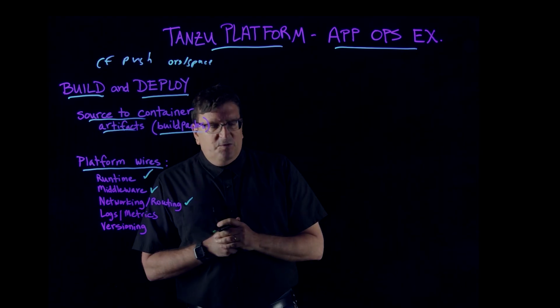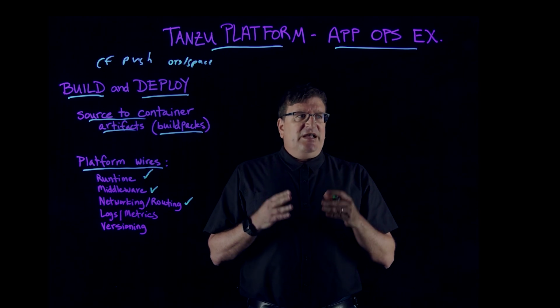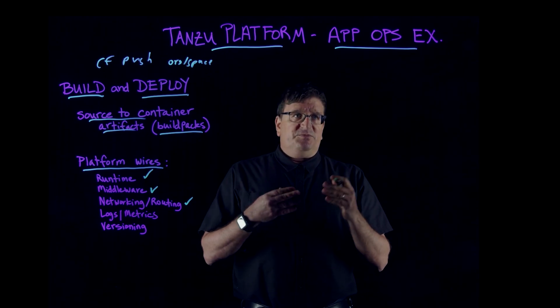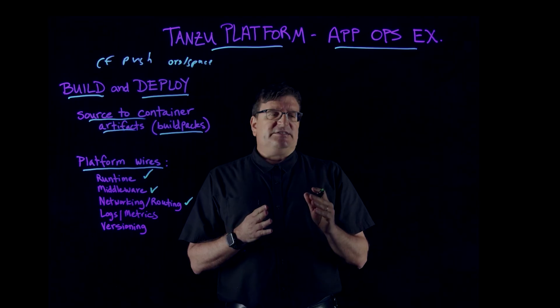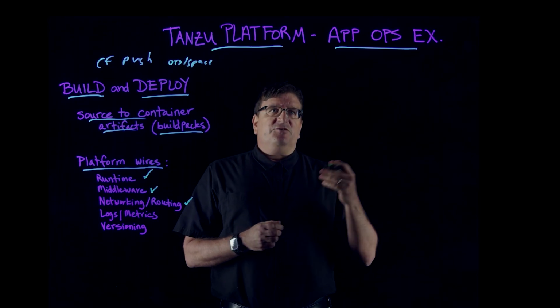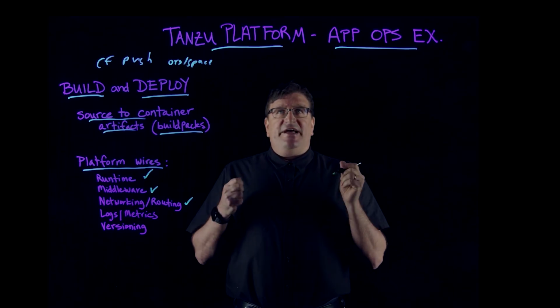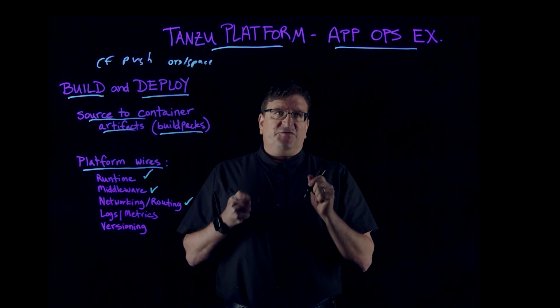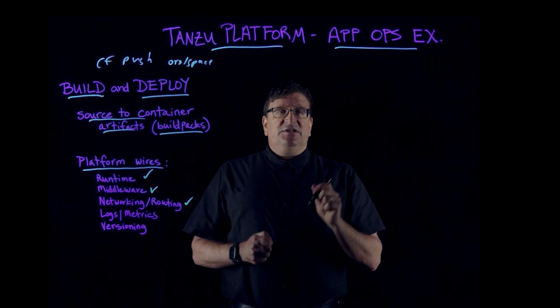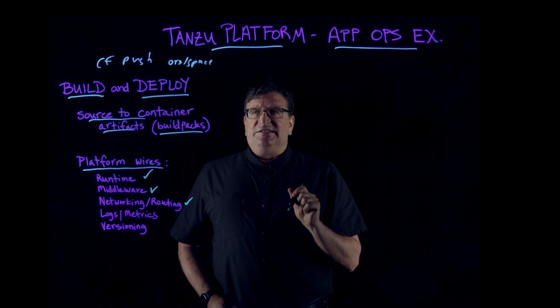Next, the platform handles the networking and the routing. Unlike other environments where you deploy your app and then you have to contact some administrator to change a DNS entry or to add a rule in a firewall so you can actually access your application, everything is automatically done for you by the Tanzu platform. So you can have a live URL to access your application the minute it's deployed.